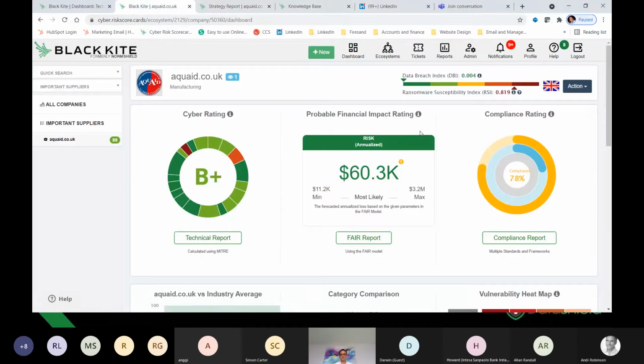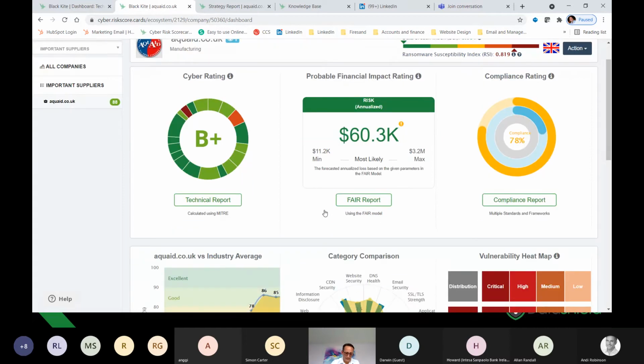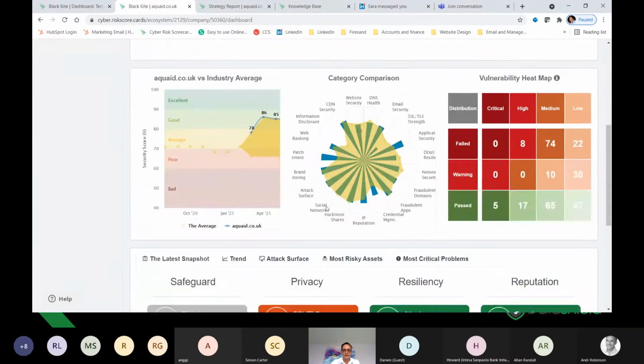So that kind of gives you how you can work with your suppliers to help them improve their cybersecurity. As I said, work with us and we will do it for you as part of a service, or share access to the platform, or share the remediation report with them. So let's go into a little bit more detail around the technical elements that we're looking at.